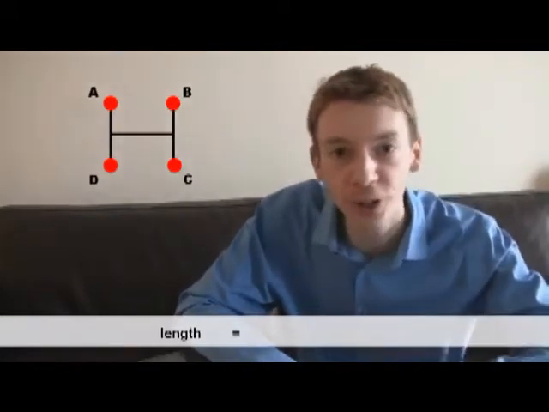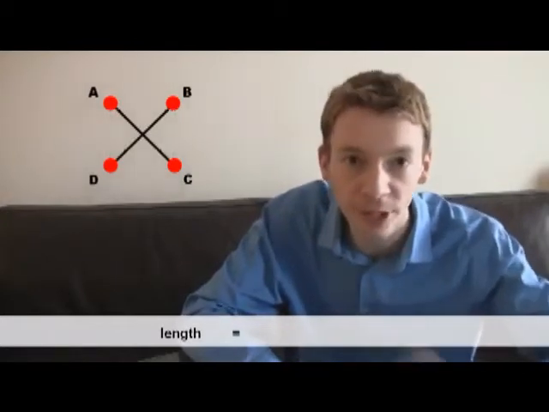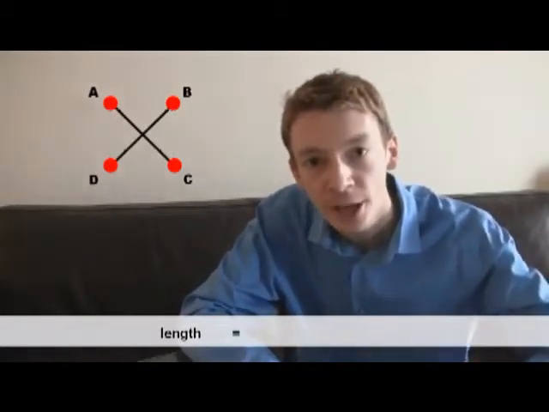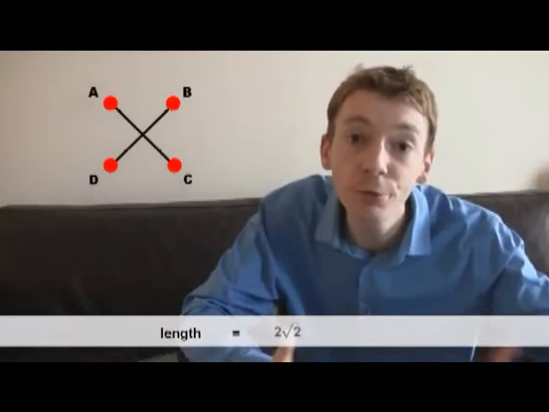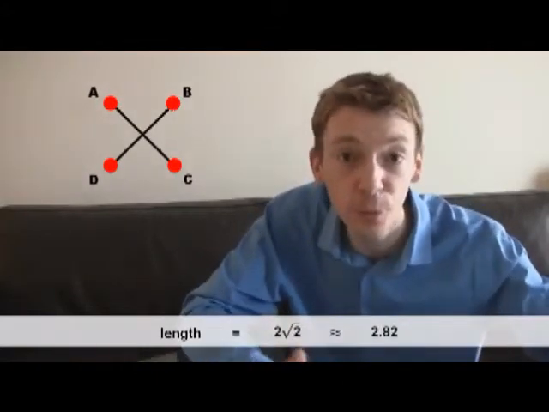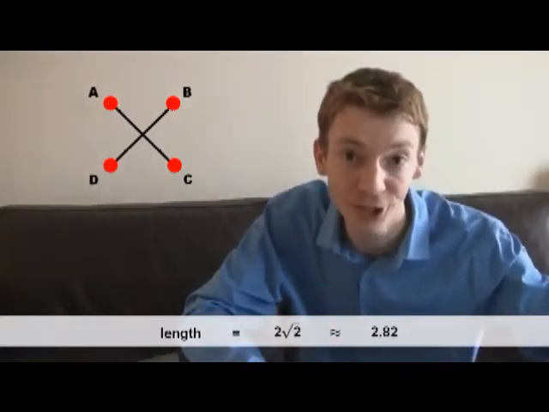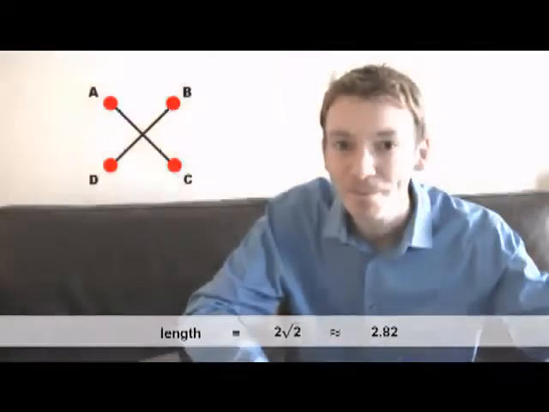You might have thought the smallest answer would have been a cross. So those two diagonals, well, the diagonals have length root 2, so this has a length of 2 root 2, which is about 2.82. That's certainly the smallest answer so far, but it isn't the minimum solution. Let's find out what is.